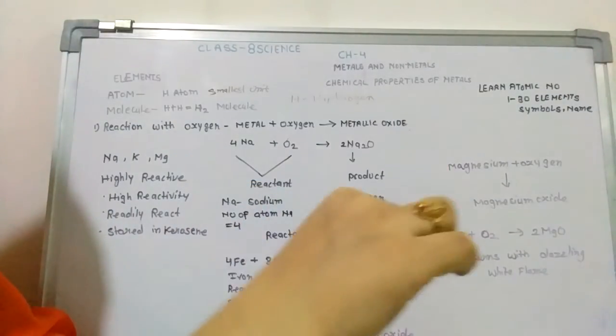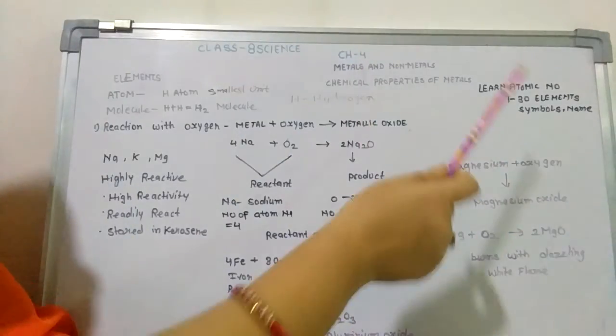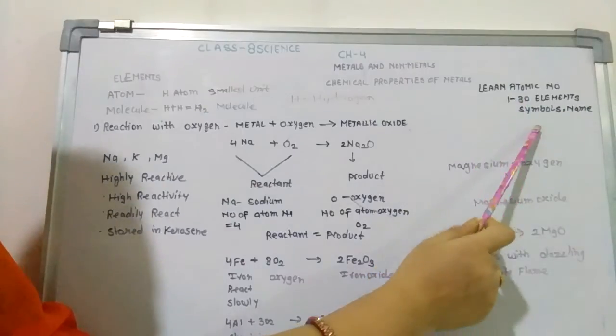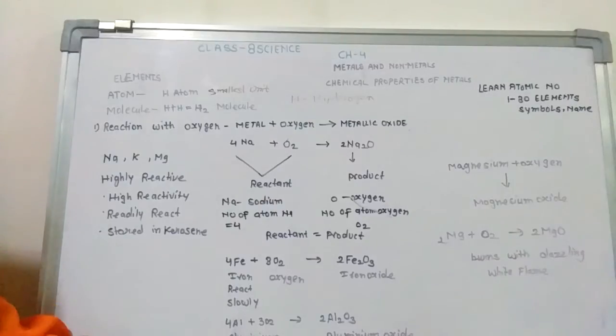So understand the symbols of the elements. You have to learn at least the 1 to 30 elements, their symbols and their names also. It is your homework. Thank you.